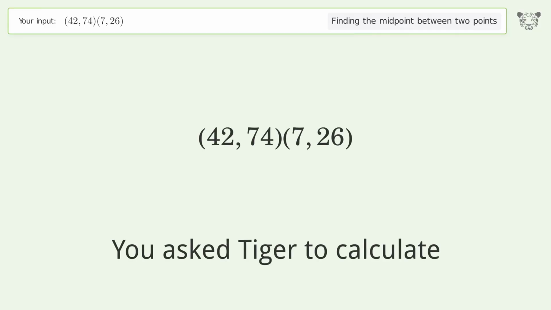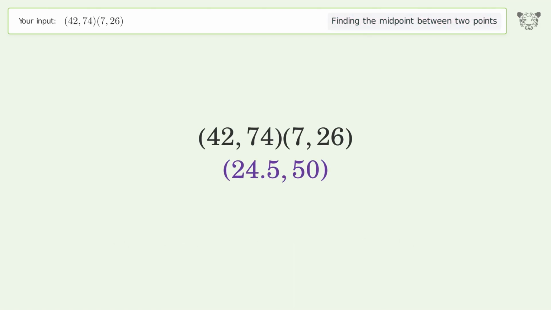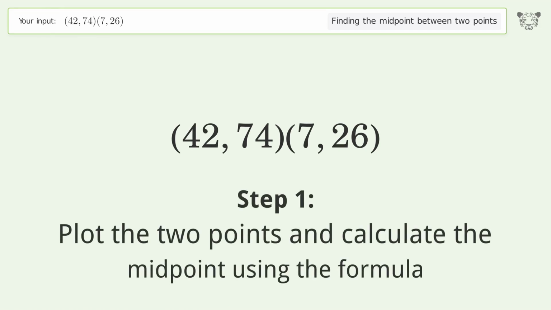You ask Tiger to calculate. This deals with finding the midpoint between 2 points. The midpoint between the 2 points is 24.5, 50. Let's solve it step by step. Plot the 2 points and calculate the midpoint using the formula.